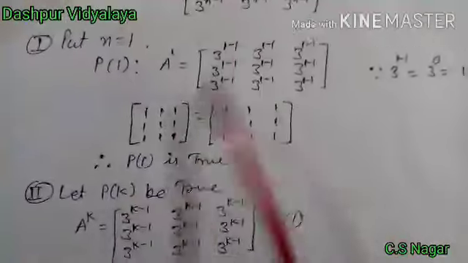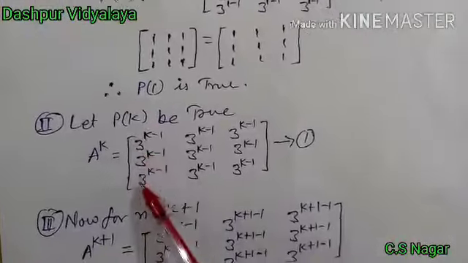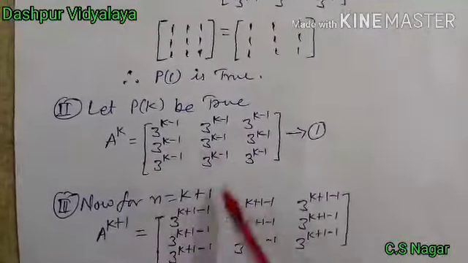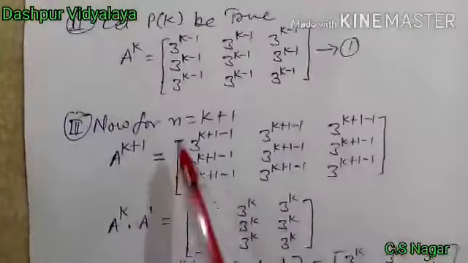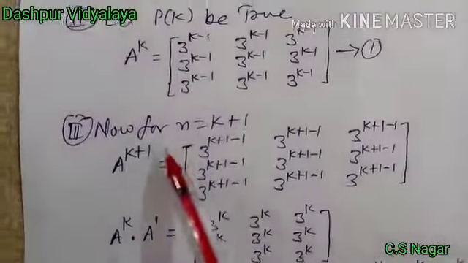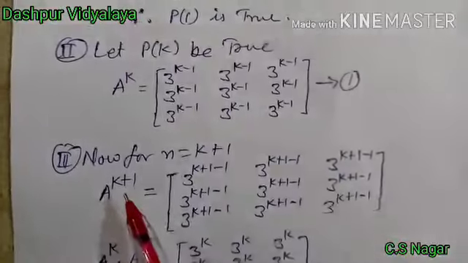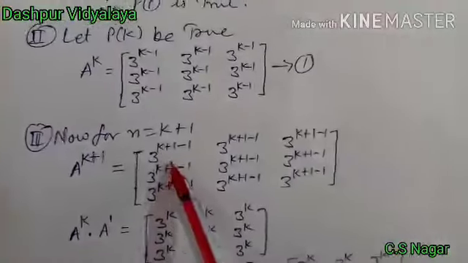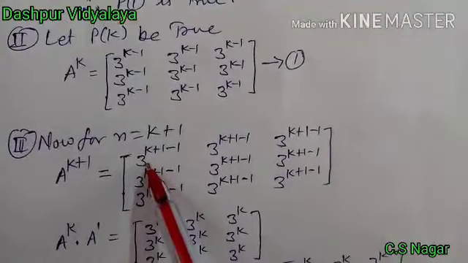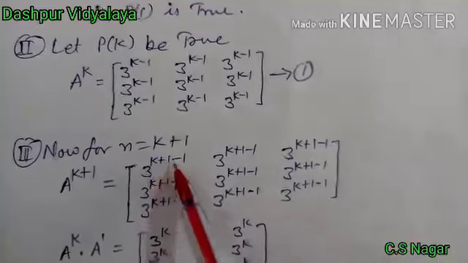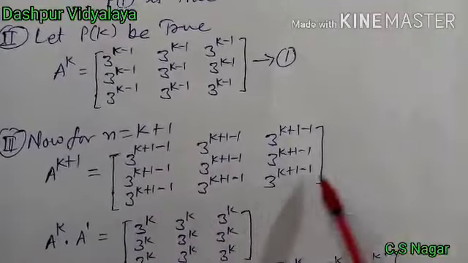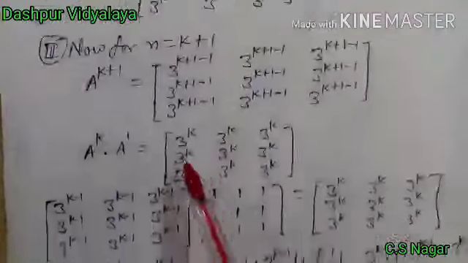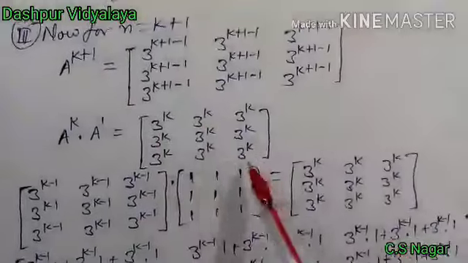So in place of n write k, so it will be 3 to the power k minus 1, all elements 3 to the power k minus 1, and give equation number 1, A^k is equal to that. Now we will prove it is true for n is equal to k plus 1. So in place of n write k plus 1, so A to the power k plus 1, here n is k plus 1, so 3 to the power k plus 1 and minus 1 also, and all the elements are same, so plus 1 and minus 1 cancel out, only 3 to the power k remaining, so it will be 3 to the power k, all the elements on right side.